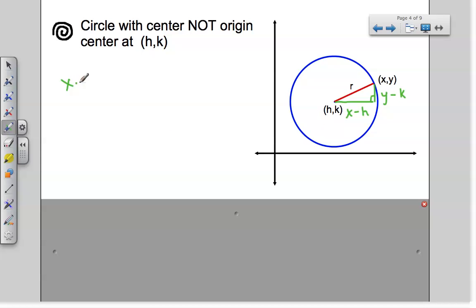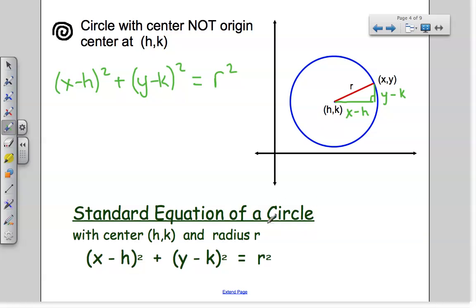One leg is x minus h. That's the left-right leg. But again, it's leg squared. Plus, the other leg is up-down, is y minus k. And again, that's squared, and it's a quantity, so parentheses, squared. Equals, the hypotenuse is the radius. So once again, the radius is squared here. This is the standard equation of a circle.